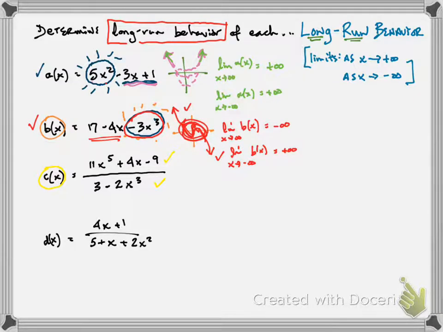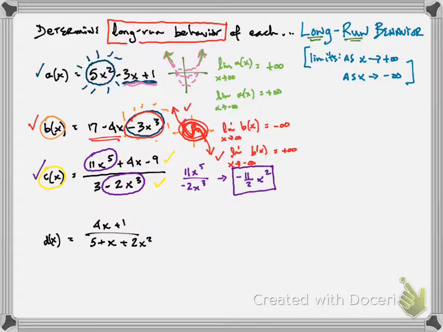For rational functions, you need to focus on the lead term of the numerator, in this case 11x to the 5th, and the lead term of the denominator, in this case negative 2x cubed. Clean that up. So I'm going to rewrite this as 11x to the 5th over negative 2x cubed, and when we clean that up, we get negative 11 halves x squared. Whatever the cleaned up version does is what this whole function will do in the long run.